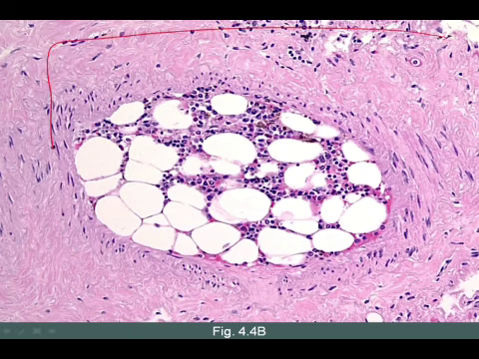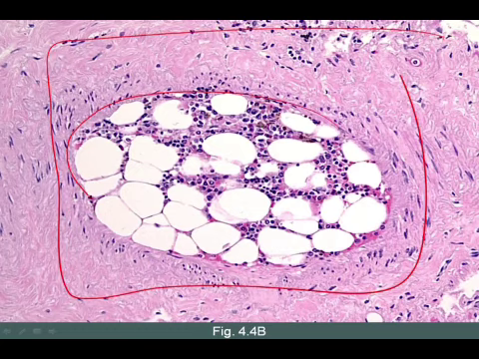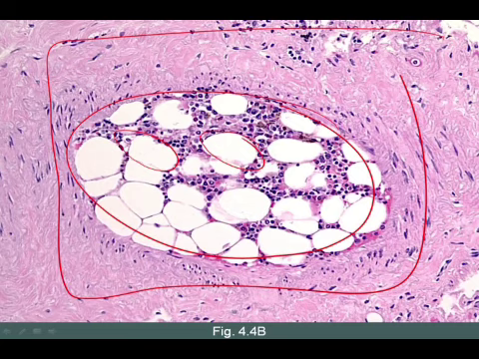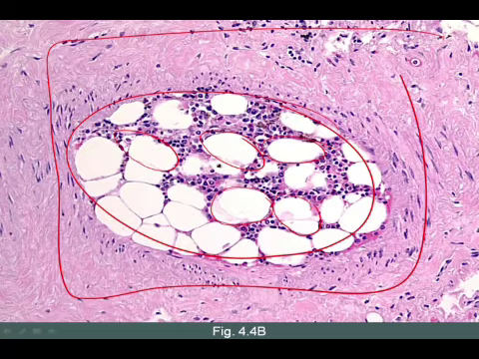Clearly this is a blood vessel here. This center area represents the lumen of the blood vessel, and we can see that this lumen is occluded by all these circular spaces which basically represent fat. So this would be an example of a fat embolus.